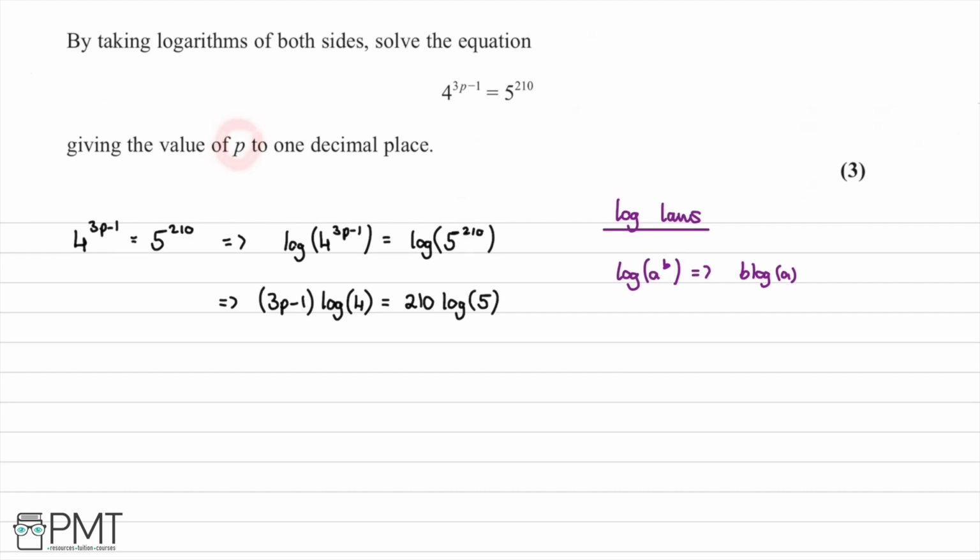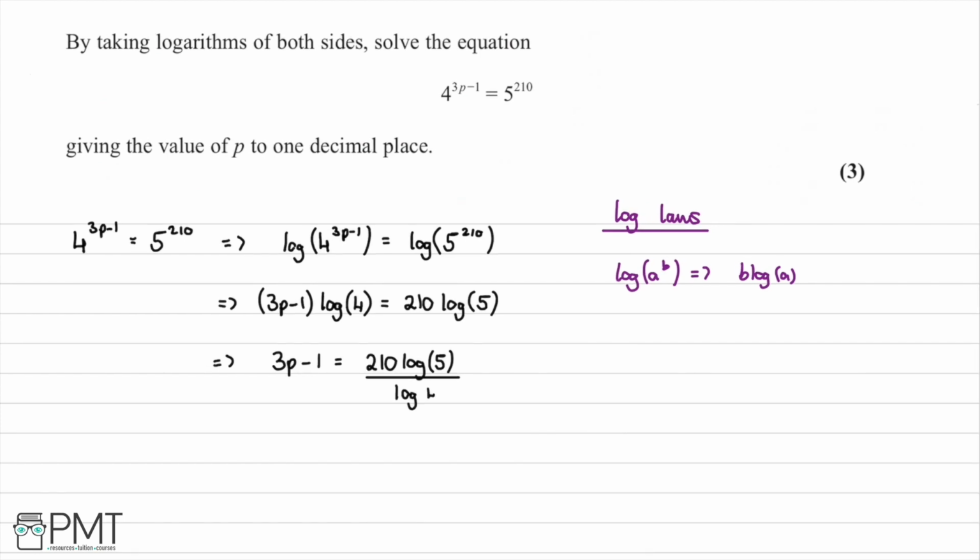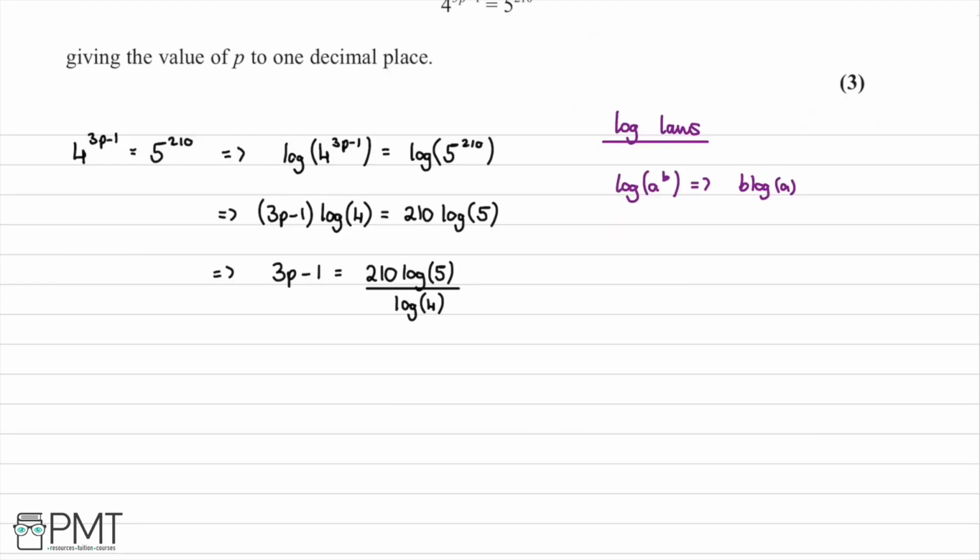So what do we want to do again? We want to find p, so now we can rearrange this equation and try and isolate p. So therefore, we can divide both sides by log of 4, and we're going to have that 3p minus 1 is going to be equal to 210 lots of log of 5, and then we divide that by log of 4. And then the next thing we can do, we can add 1 to both sides, and then this will give us as follows. We'll have that 3p is going to be equal to 210 log 5 over log 4, add 1.